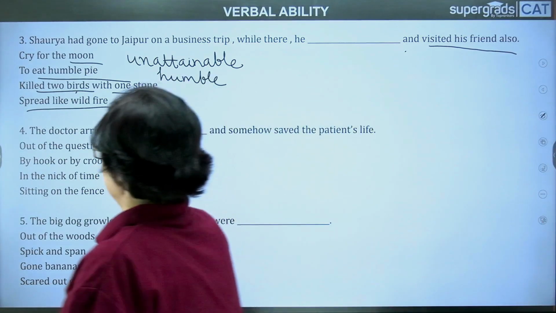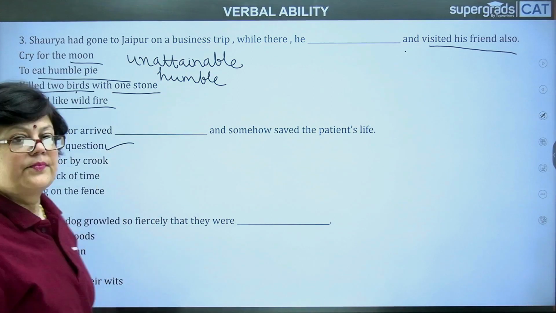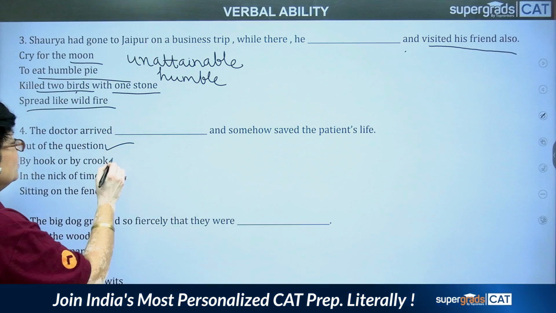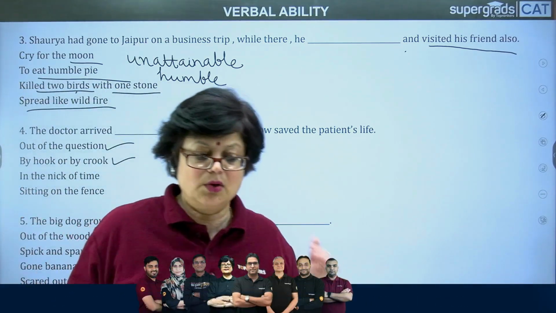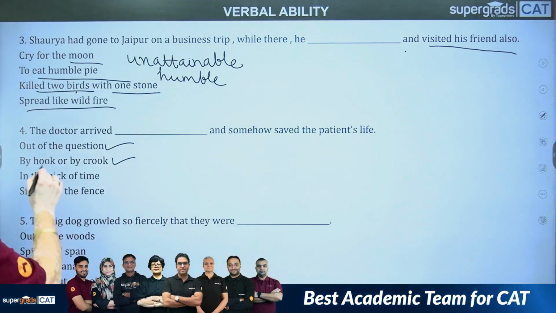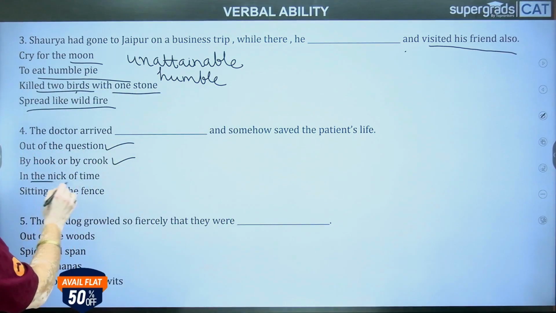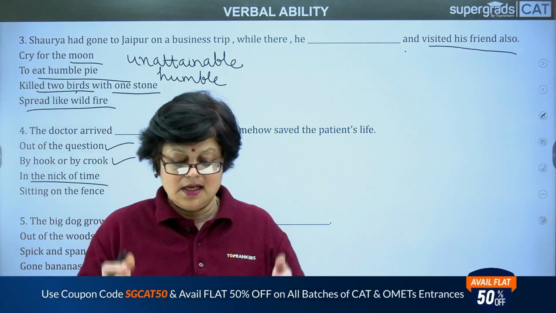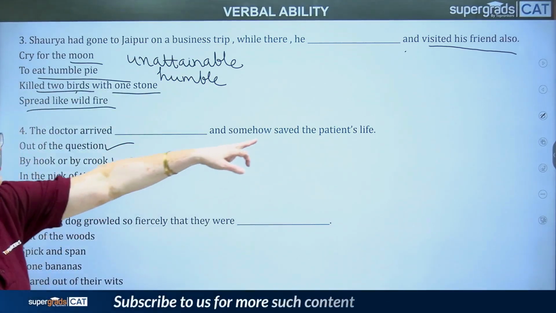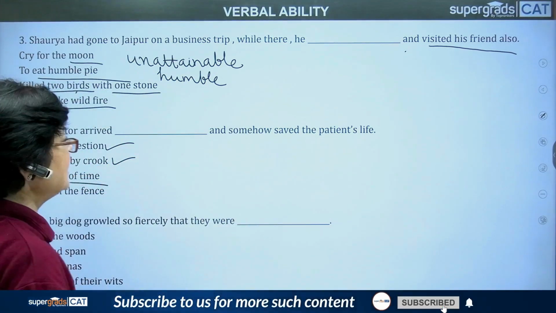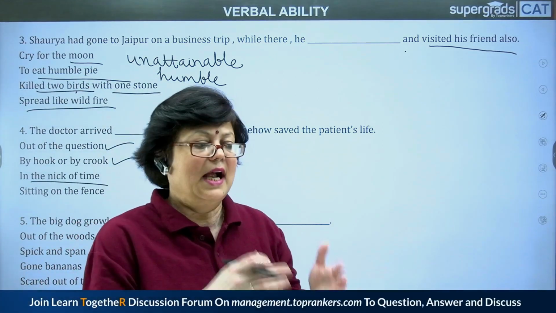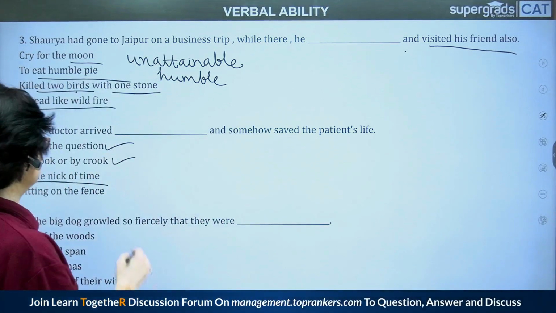The doctor arrived. Out of the question means irrelevant. It doesn't fit. By hook or by crook. In any manner. By hook or by crook, किसी भी तरीके से, in any manner. That is called by hook or by crook. In the nick of time. In the nick of time means in proper time. Okay, in proper time, the doctor reached and somehow saved the patient's life. Otherwise, the patient would have lost his life. But luckily, the doctor reached at the proper time. Okay, so this is the correct option.